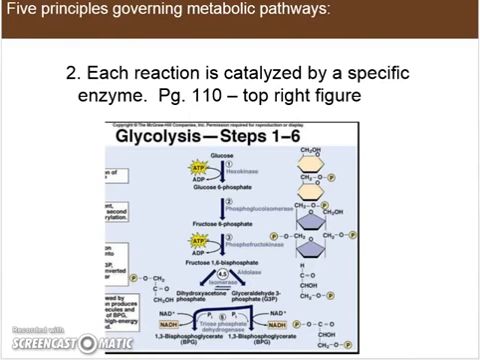Second big idea is that these aren't spontaneous, or I guess they could be, but in order to catalyze that reaction, in order to make it go faster, we need some enzymes. So you have, in this case, to go from glucose to its next intermediate, you need hexokinase. And you see all these other enzymes needed step by step throughout the pathway.